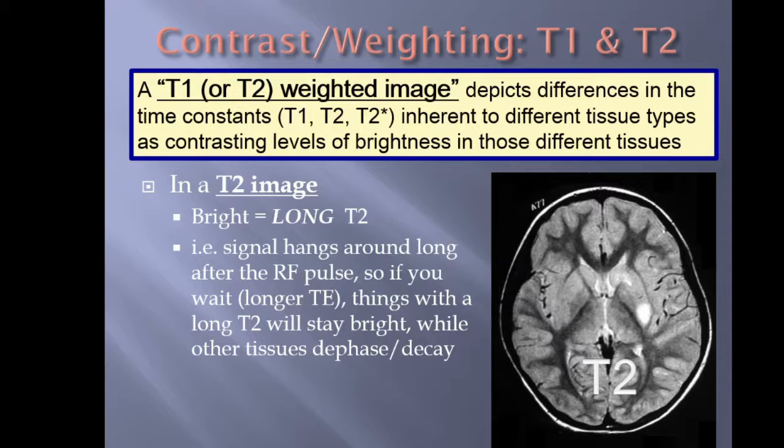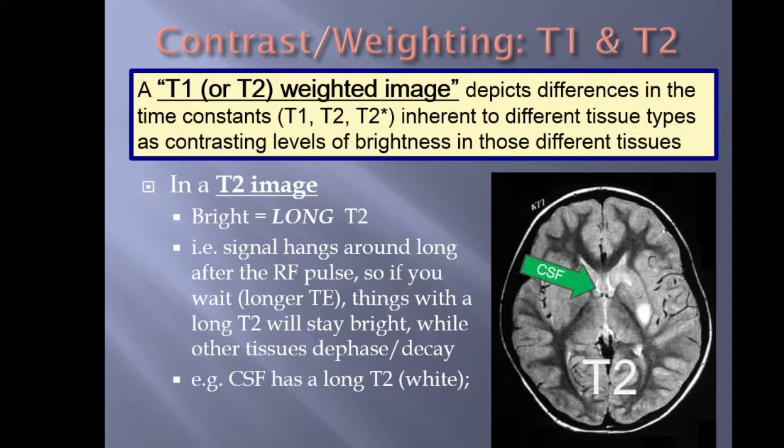It's going to take a while for it to dephase, right? So if you're waiting before you collect your echo after your RF pulse, things with short T2 times are going to dephase and their signal is going to drop away. But those things with long, tenacious T2 times are going to hold on to their coherent signal, and they're still going to give you signal when you finally collect that echo, i.e., they will be bright. That's how you get bright things on T2.